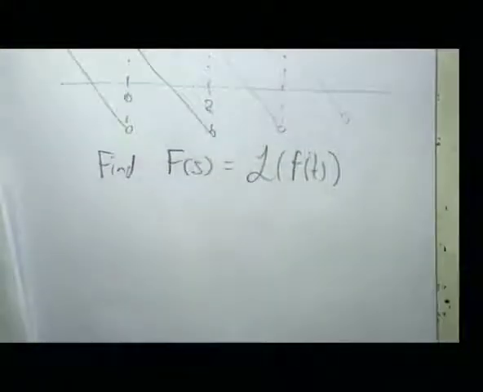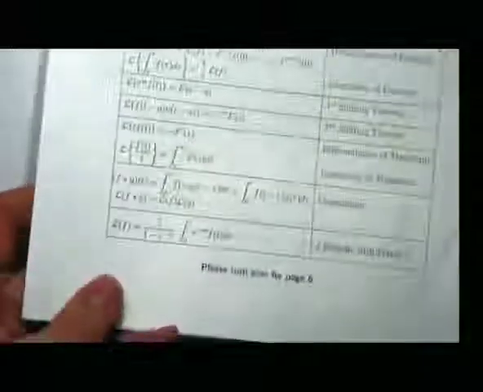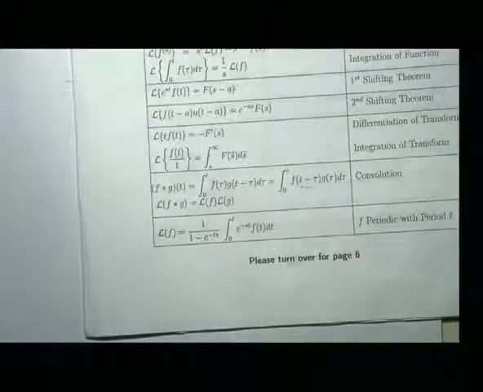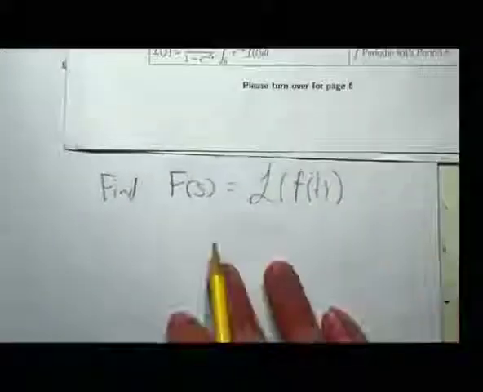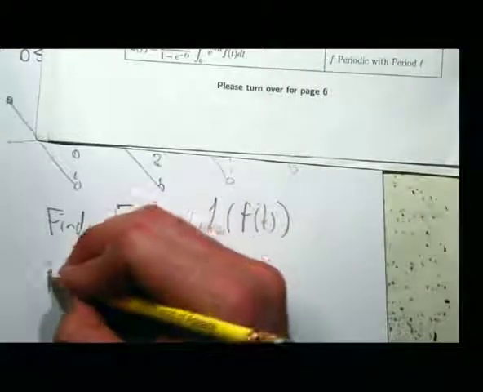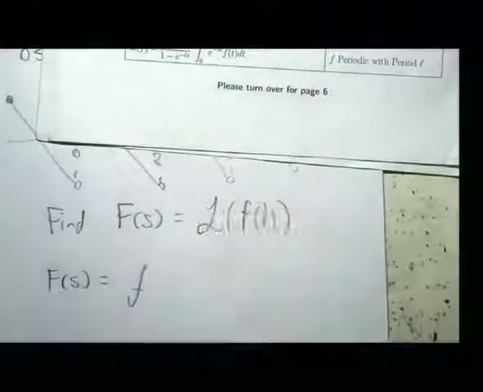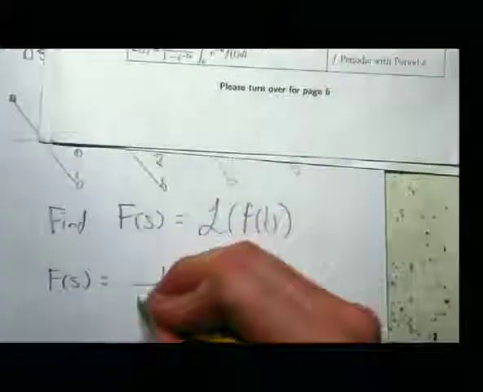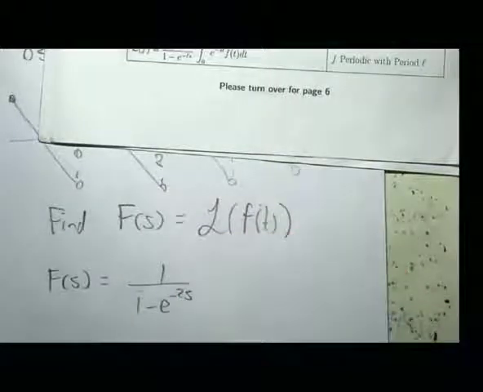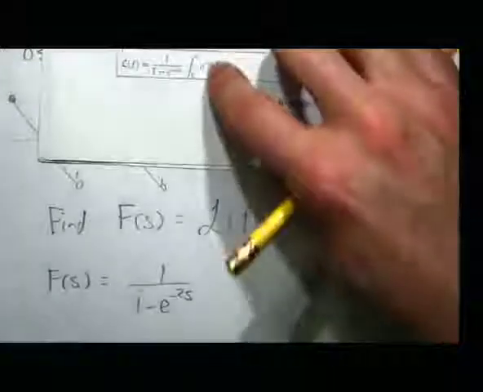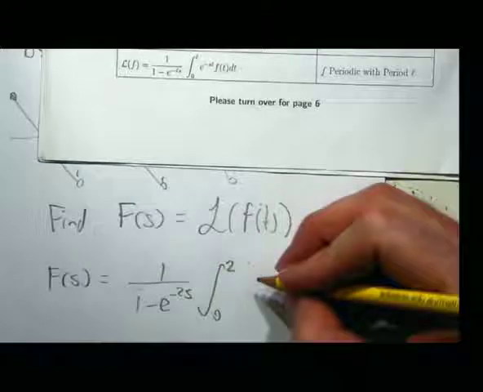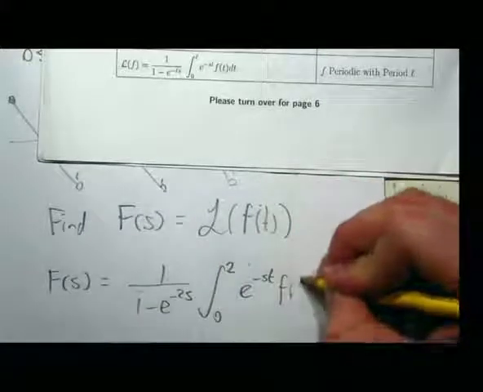Okay. Now there's a thing with periodic functions. I'm not sure what it means yet. We'll figure it out in a minute. But that's it there. And so it says that the Laplace transform of the function that I just had will be 1 over 1 minus e to the minus period s, because it says here the period is L and my period is 2, times the integral from 0 to the period of e to the minus st f of t dt.